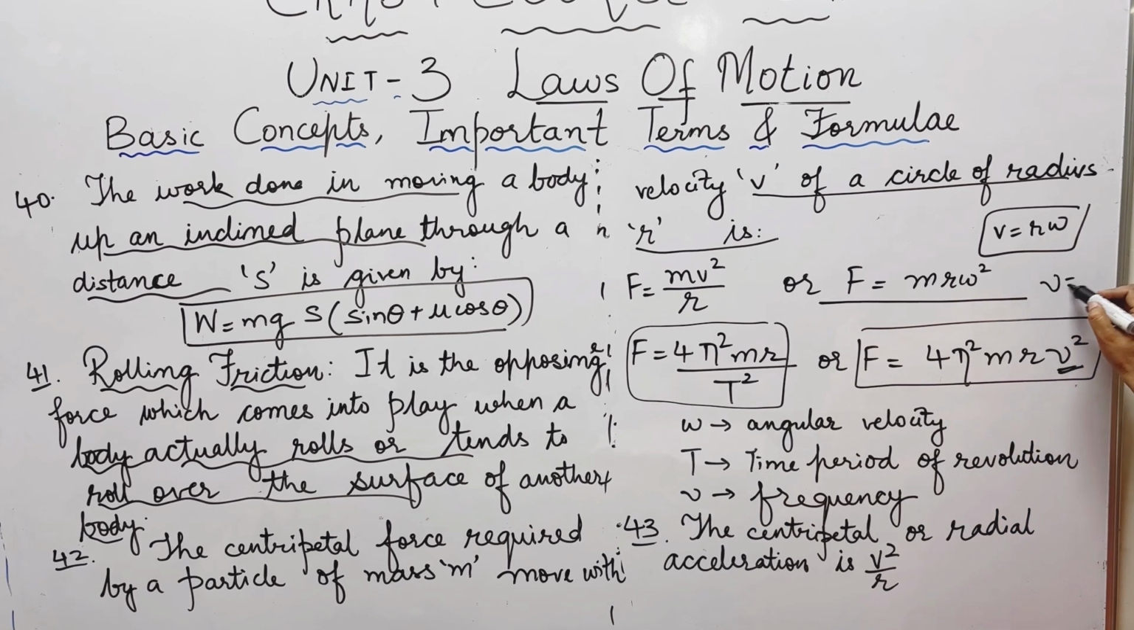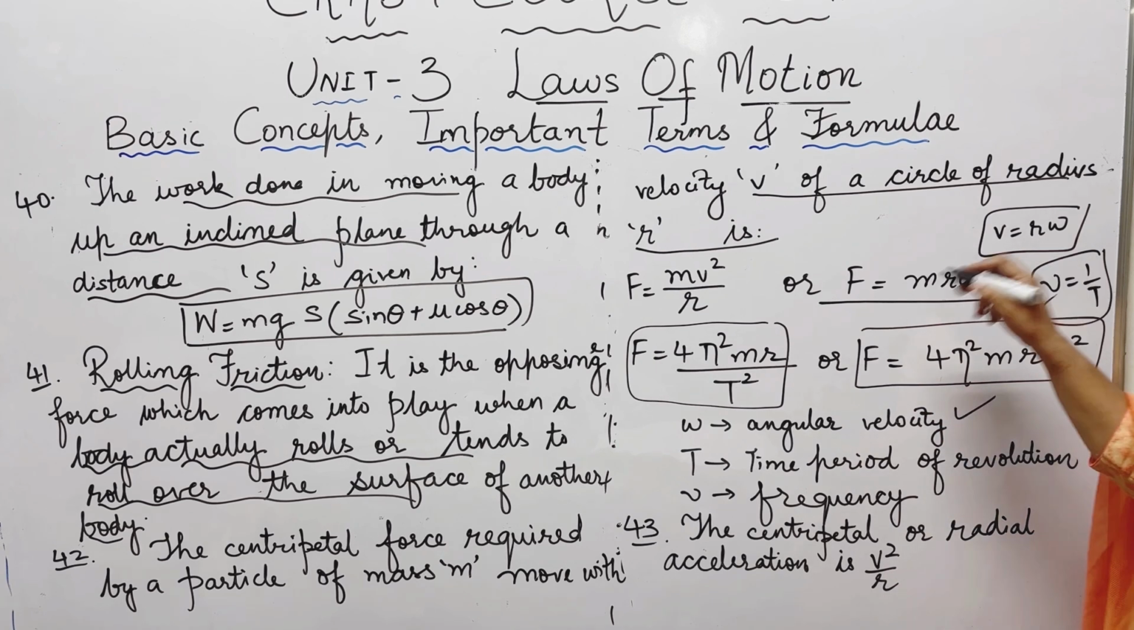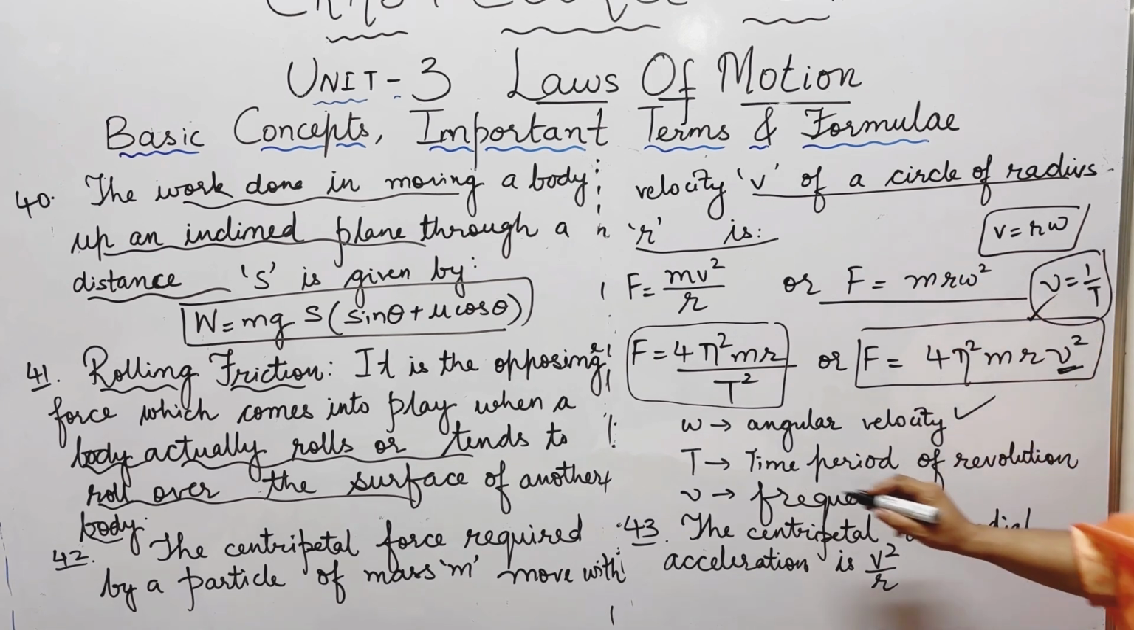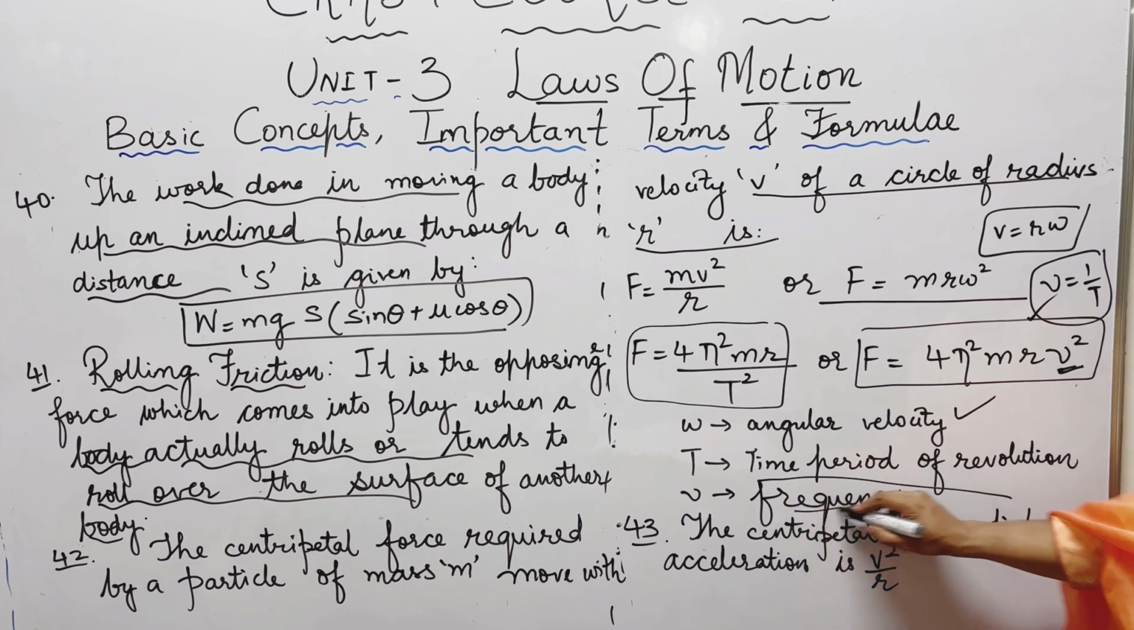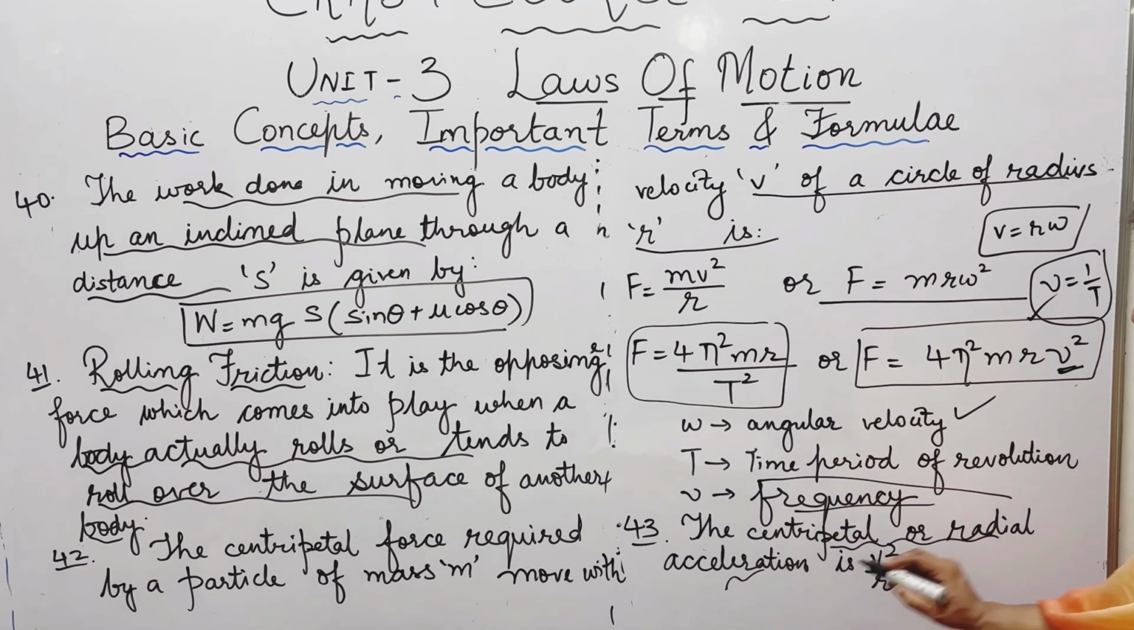We have nu is equal to 1 upon t. This relation, so that thing is replaced here, and 1 upon t square is mentioned as nu square. Omega is the angular velocity that we have used in this relation, t is the time period, and nu is the frequency. The centripetal or the radial acceleration is given by v square by r.